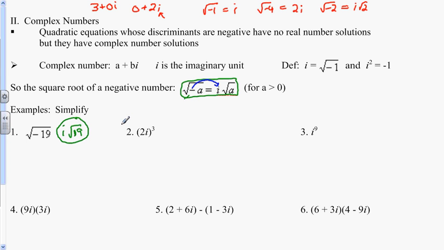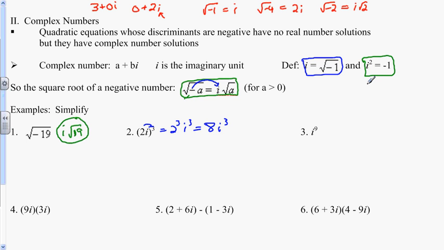Number 2, this is a distribution of a power. So 2 to the third power, i to the third power. 2 to the third power is 8. And the question is, how do we take care of i to the third? We've already talked about this, that the square root of -1 is equal to i. This is the new part we're going to talk about. i squared is equal to -1.